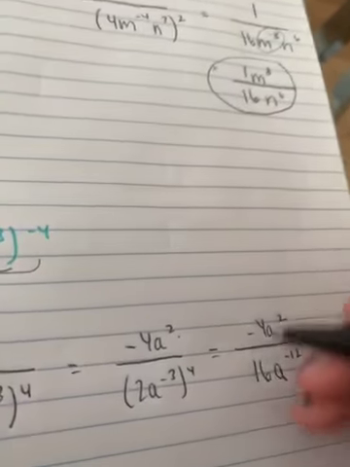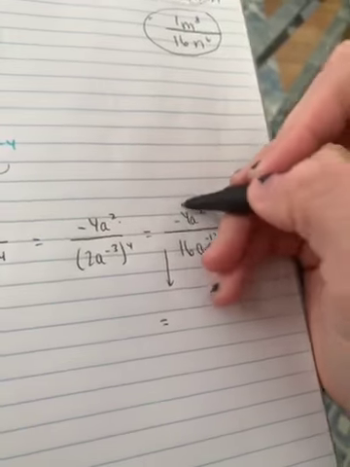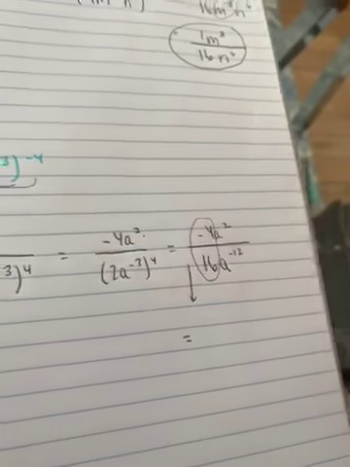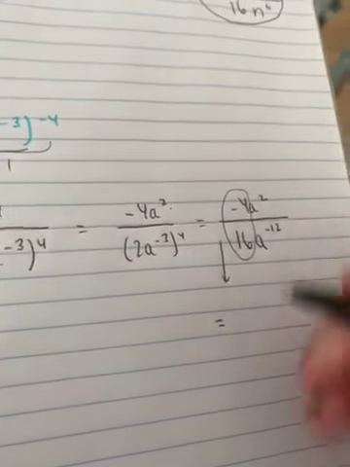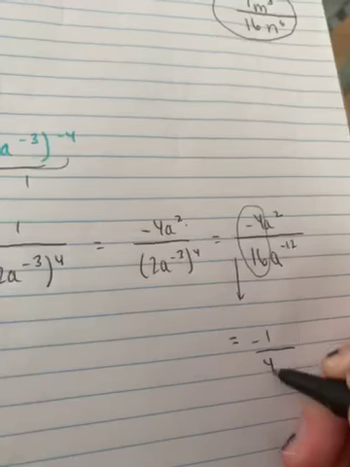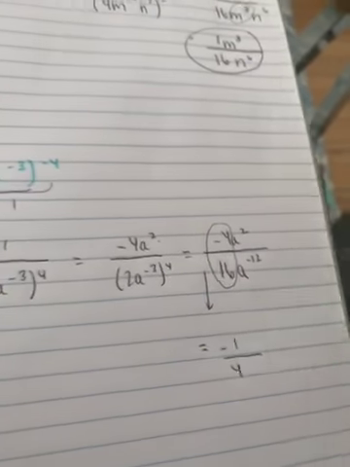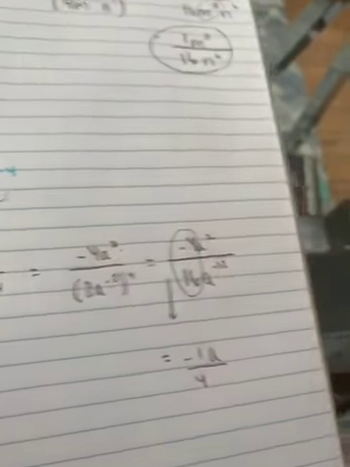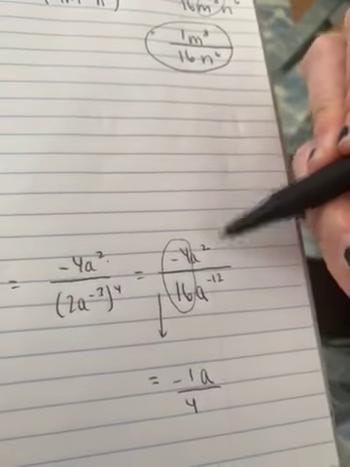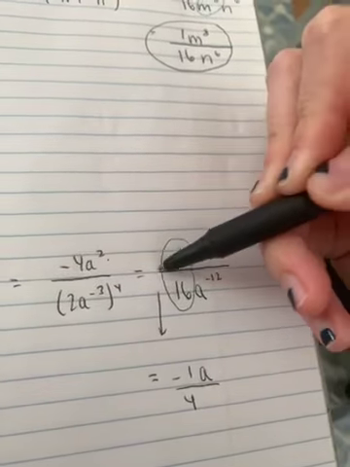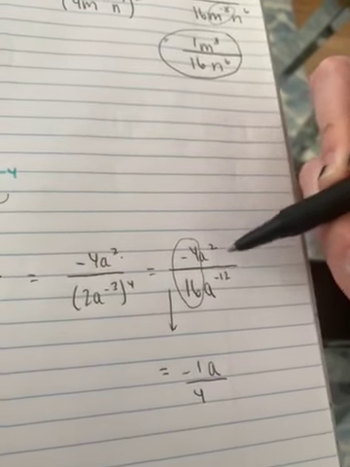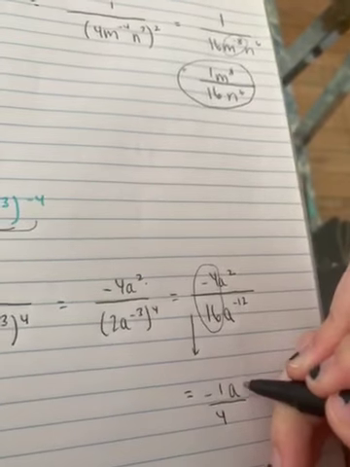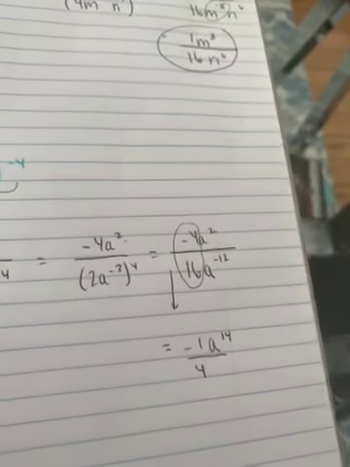Okay. Now I have my division rule. So multi-step. My coefficients I'm going to divide. So I don't get a nice number, so I'm going to just reduce this. So that can be reduced to negative 1/4. Keep your a, so keep the common base. Now you're going to subtract your exponents. Remember, it's division. 2 minus a negative 12. Well, 2 minus a negative 12 is actually a positive 14.